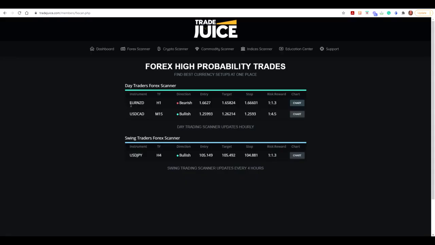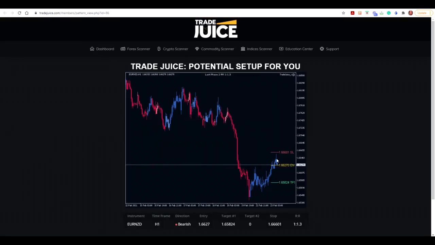Hello everyone, and I'm on the Tradeology platform. I see that there is a setup occurring right now on the New Zealand dollar, 1 hour, bearish. I've got my entry, target, stop, and my risk to reward set. And if I had to check the trade, I can see where to enter, where to set my stop, and where to set my take profit target. So I'm about to enter that now.